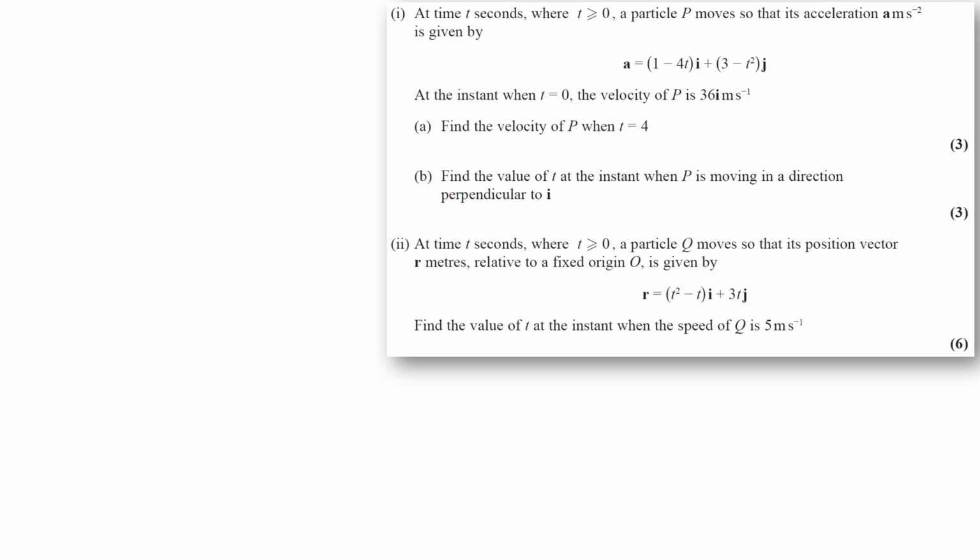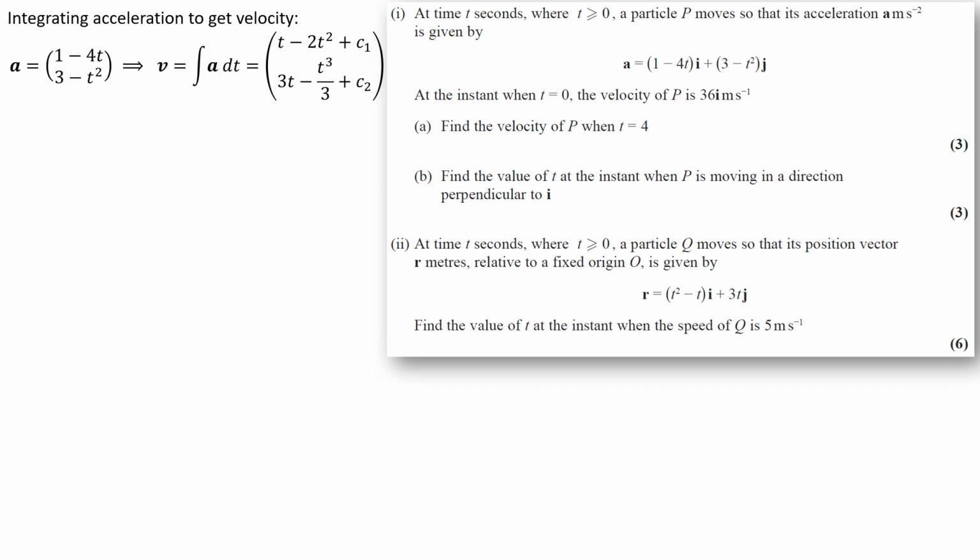This question involves variable acceleration. We can tell because it gives us the acceleration as a vector, and clearly as time changes, the acceleration changes. So even though we can't use SUVAT equations, we can use calculus. The first thing I'm going to do is integrate the acceleration to find the velocity. They're asking me about the velocity at a particular moment in time. If I use integration, I can get a general expression for the velocity at any moment in time, and then I can sub in the right value for t.